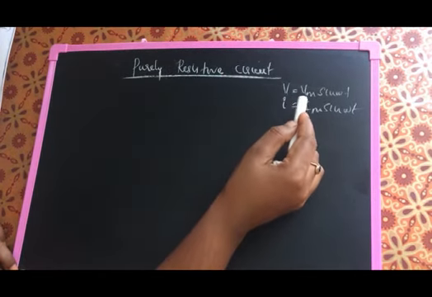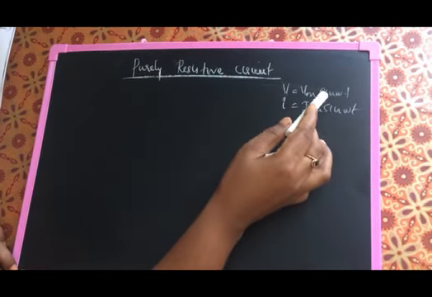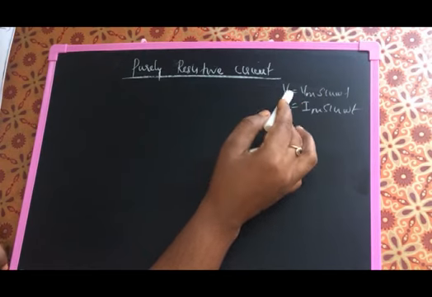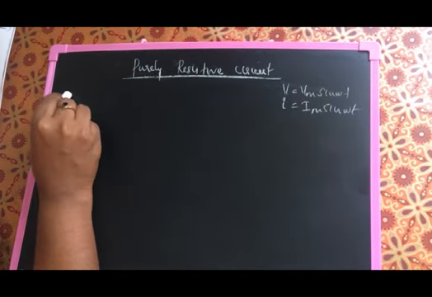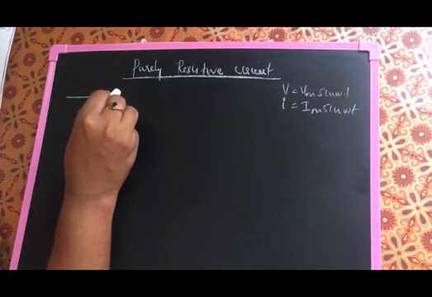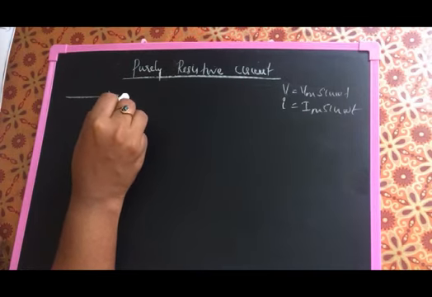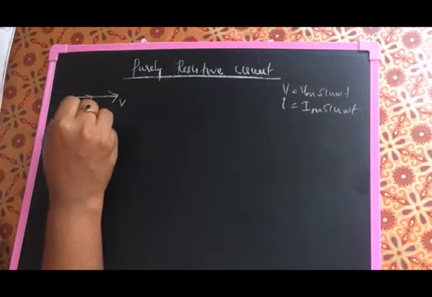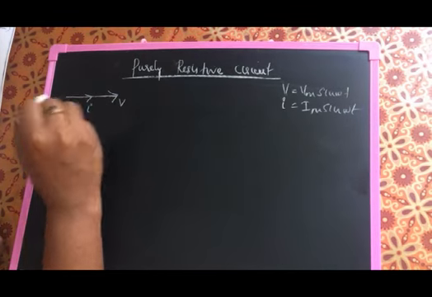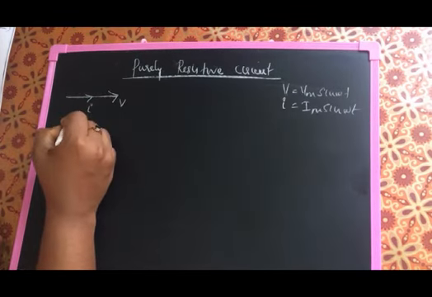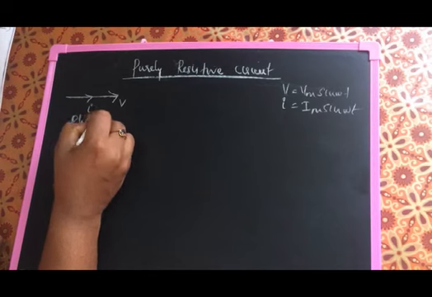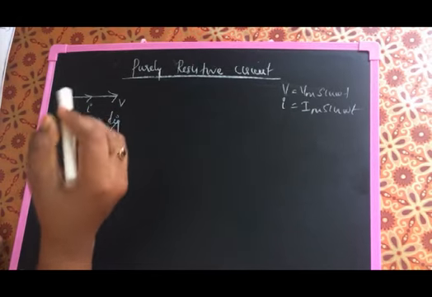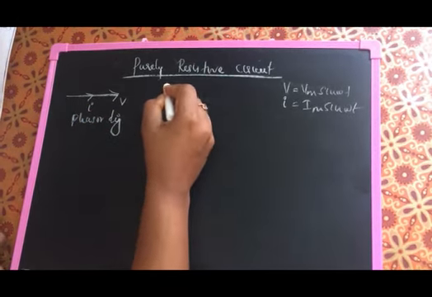From these above two equations, it is very clear that in a purely resistive circuit, the voltage and current both are in phase. So how will we draw the phasor diagram in phase? Let this phasor show the voltage V and let this be I. That means voltage and current are in phase. This diagram is called the phasor diagram.